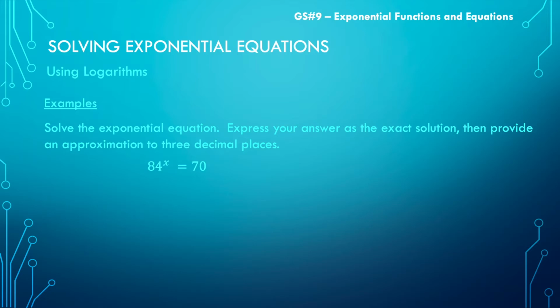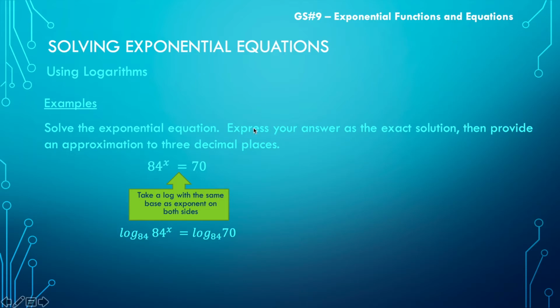So if we take a log with the same base as the exponent on both sides, which we'd have to do, right? Then we actually eliminate everything on that left-hand side, everything here except for x. And so my left-hand side becomes x, and then you can leave it like this, or you can write it as a ratio of two logs, which is using change of base property. Which would be the log of 70 divided by the log of 84.